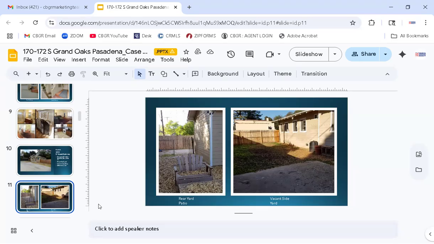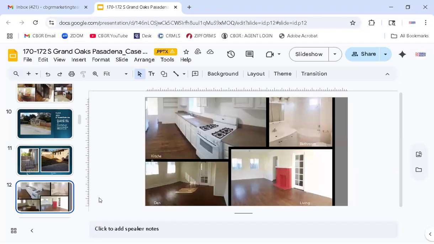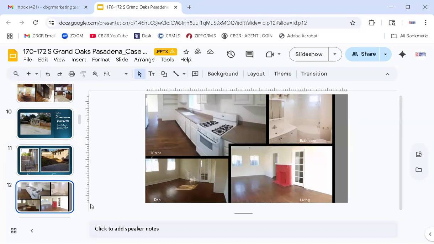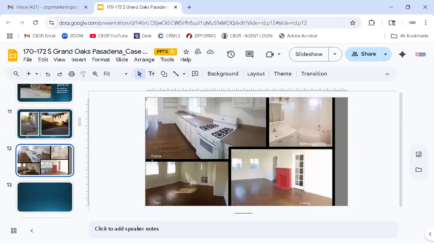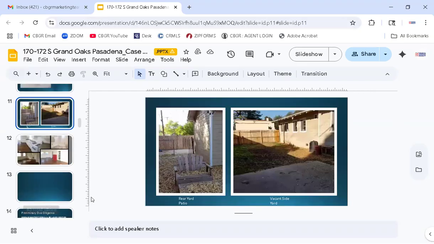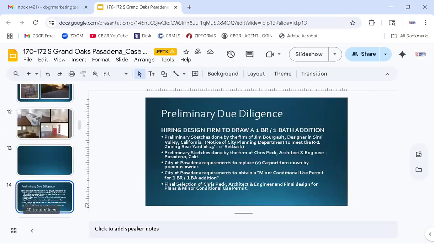Next slide. This is the rear unit. Look at how beautiful it is. The kitchen, the bathroom, the den that's made into a bedroom, the living room. Next slide. Just scroll it up. There we go. Okay, so here's the preliminary due diligence that I did.